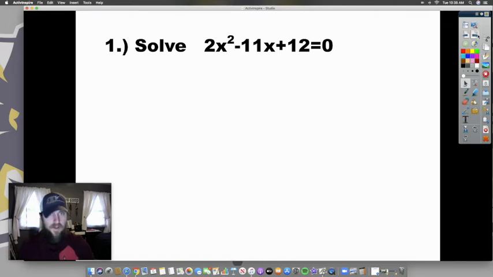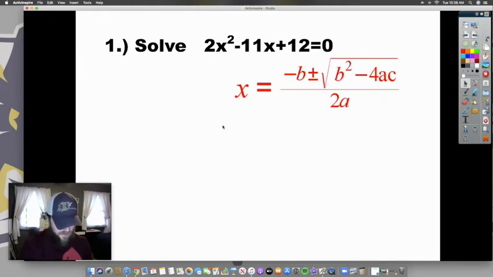So we have 2x squared minus 11x plus 12, and this one is already set equal to 0. So we can write down our a, which is 2, our b, which is negative 11. You have to be careful. If it's subtraction, it's a negative. And then our c is 12. So we're going to plug our 2, negative 11, and 12 into the formula, and then we'll start to clean it up.